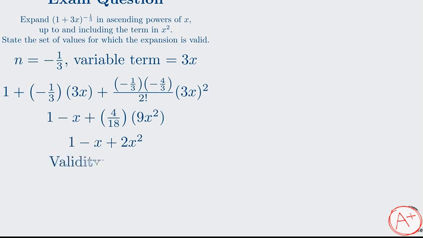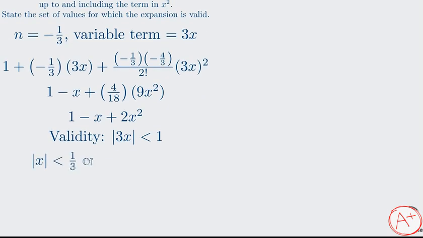For the validity, we set the absolute value of the variable term, 3x, to be less than 1. Dividing by 3, we find the expansion is valid for the absolute value of x less than 1/3. In an exam, you can also write this as x is between negative 1/3 and positive 1/3.